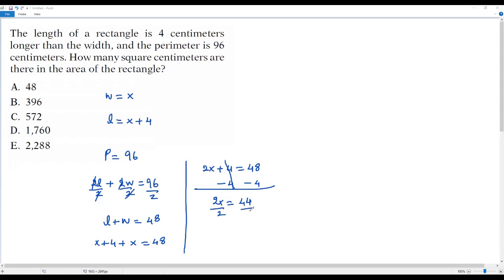Let's divide both sides of the equation by 2. This 2 will cancel out. I'm getting x equals 44 divided by 2, which is 22. Here I got the value of x. Okay, here the width of the rectangle is 22.